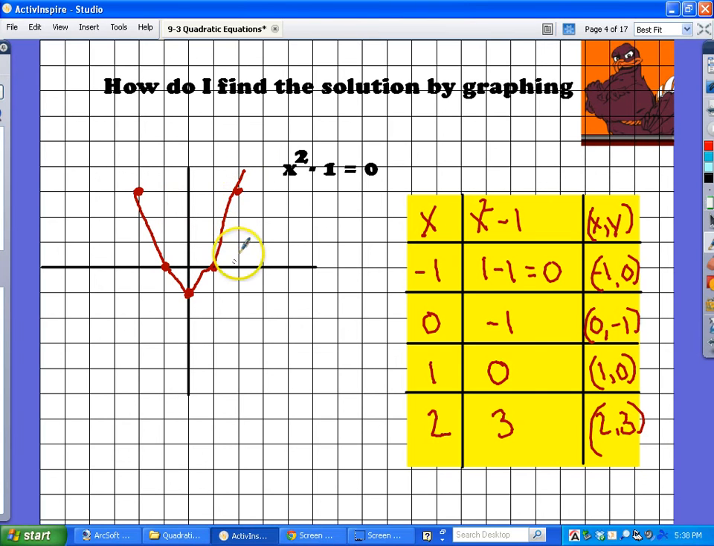But I notice, where does that cross the x-axis? Well, it crosses at 1, 0, right? And it crosses at negative 1, 0. So my solution can be written like this: positive or negative 1. That would be my solutions for x squared minus 1 equals 0.